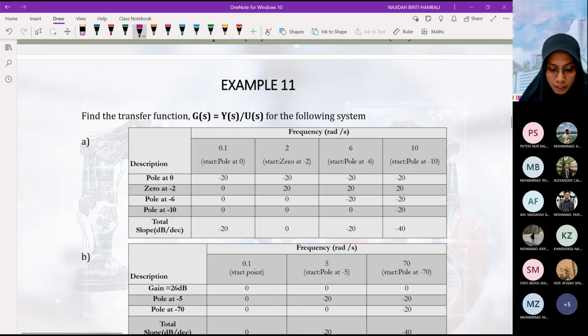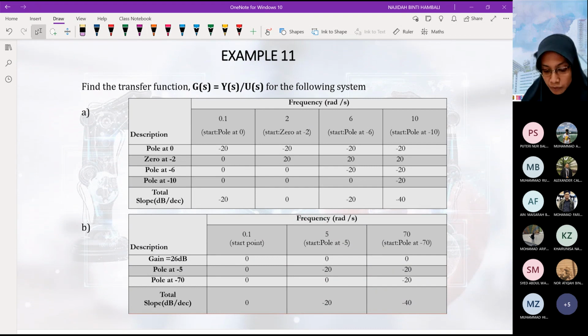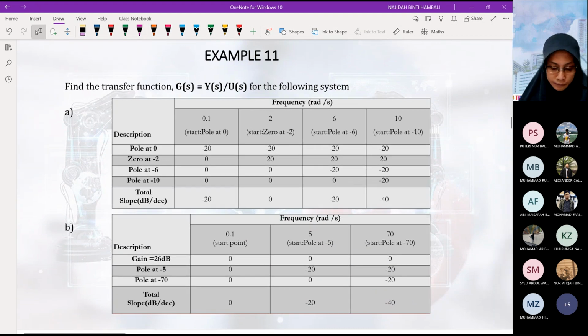So let's move to the last example for today, example 11.